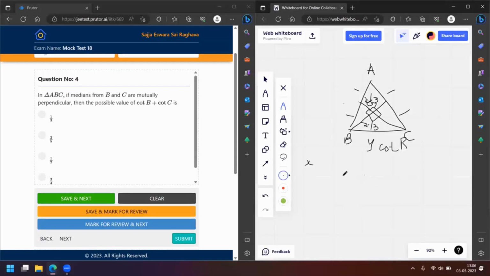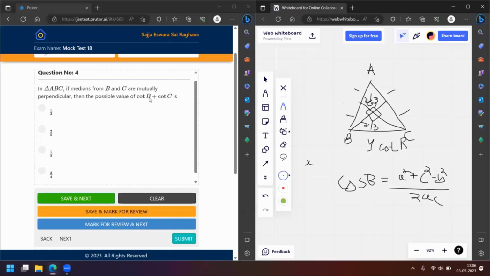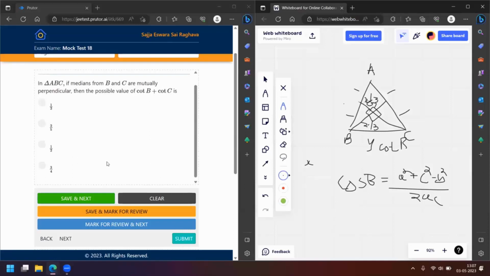So you can get cos B using this formula: cos B equals a squared plus c squared minus b squared by 2ac. Since we know all the values of the sides, we can substitute them and we will get cos B. Then from cos B, we will get the value of cot B. And since B and C are equal, we can multiply cot B by 2 to get the answer.